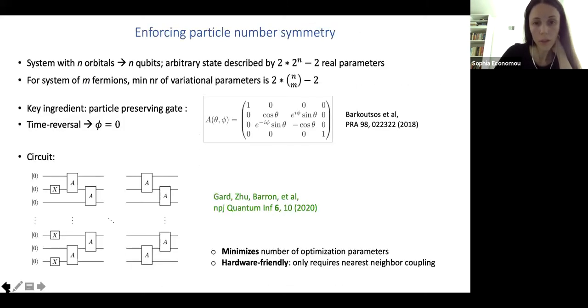We've also, I should say here, that this is just an example I'm showing you. We've done similar work for spin projection, total spin. And here, if you also want to impose time reversal, you can set the phi parameter to 0, and then you're reducing your optimization parameters by a factor of 2.